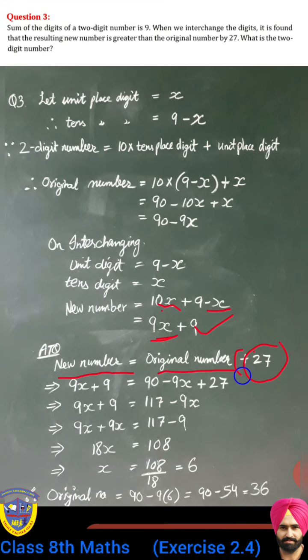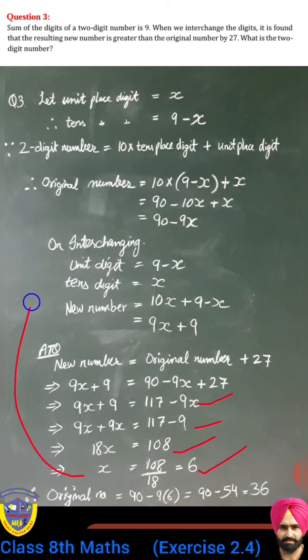Greater, so we will use the plus sign. Now the new number, it is 9x plus 9, is equal to the original number we have, 90 minus 9x, plus 27. Solve these equations yourself. You will get x value is equal to 6. Put that x value in the original number. You will get that original number is equal to 36.